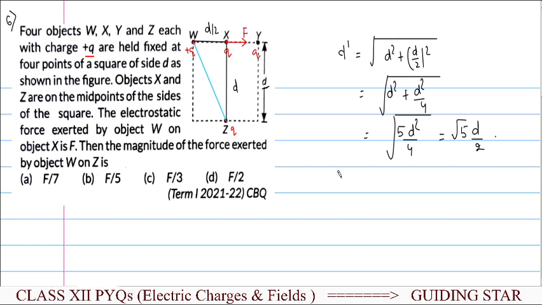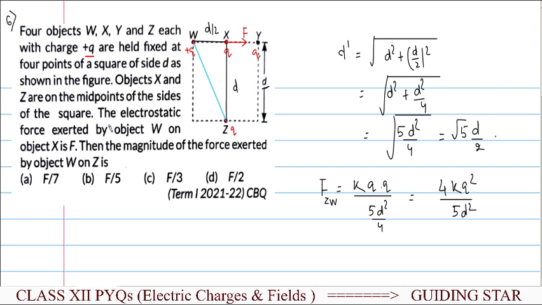Clear? Then what will be the force between the two charges, as the charges are of equal magnitude? It will be K Q square divided by the distance of separation, root 5 D by 2, whose square will be 5 D square upon 4. So the value will be equal to 4 K Q square upon 5 D square. Clear? This is the force between these two charges, the force on object Z due to W.